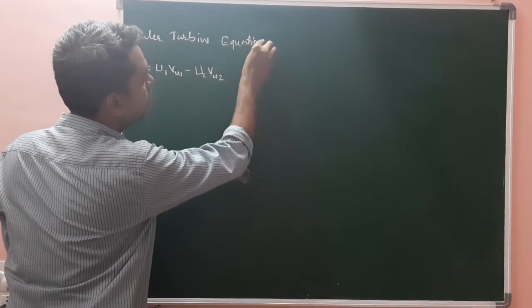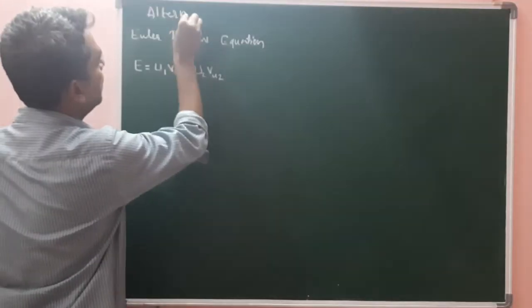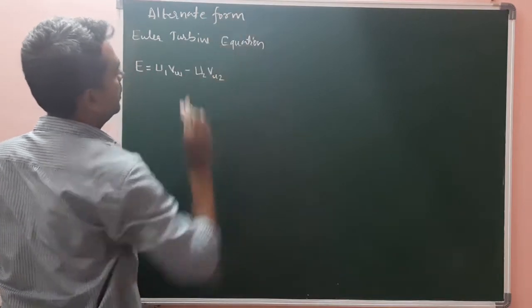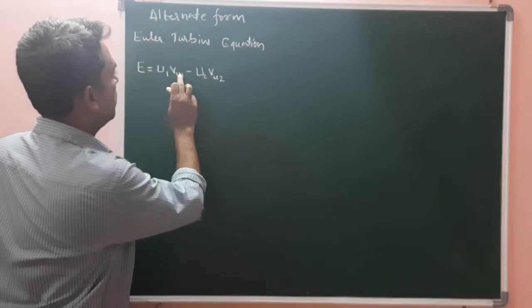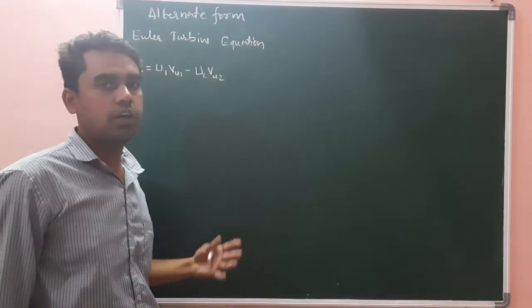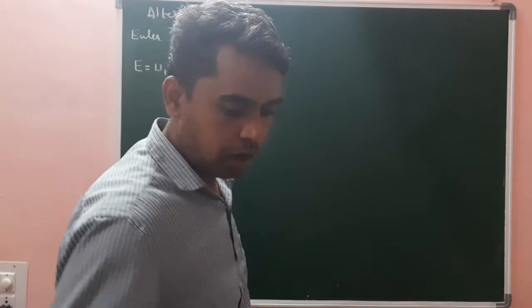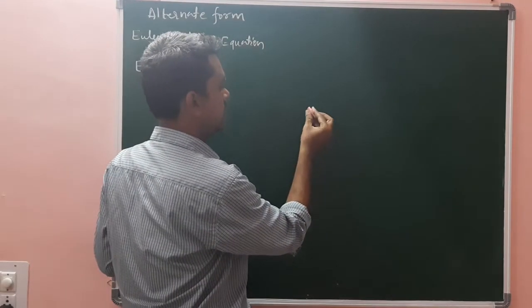Now we will discuss an alternate form of the Euler turbine equation. The same equation, U1 Vu1 minus U2 Vu2, we will represent in a different form. In the previous lecture video I told how to draw the velocity triangle. Now again I will draw the velocity triangle.